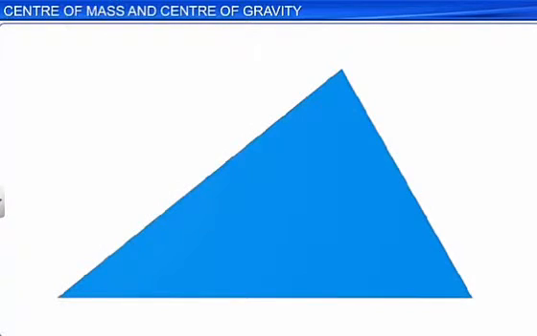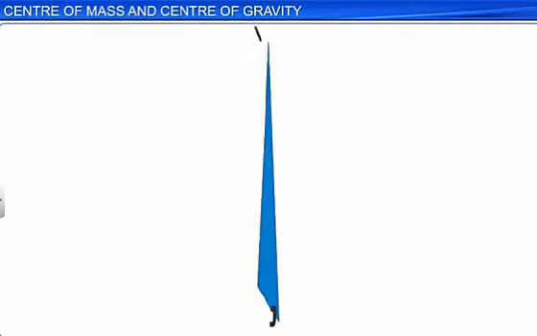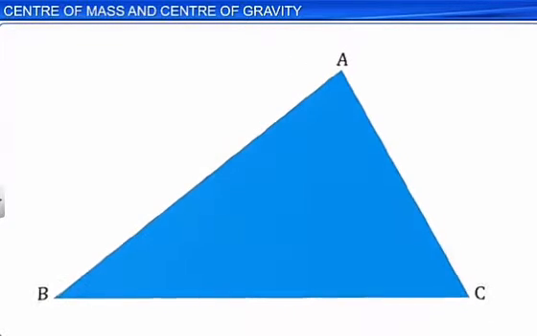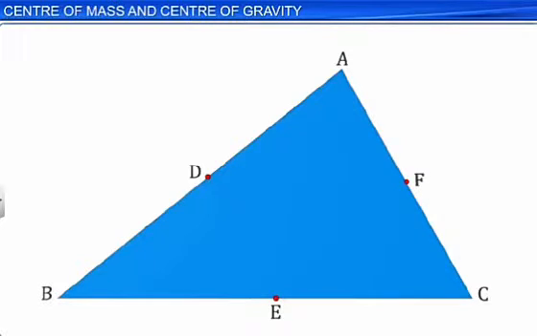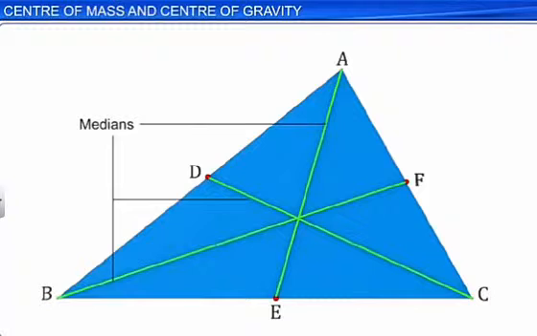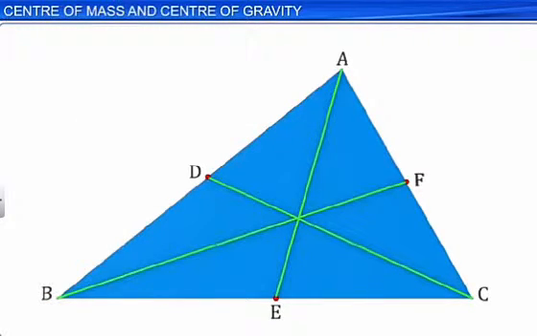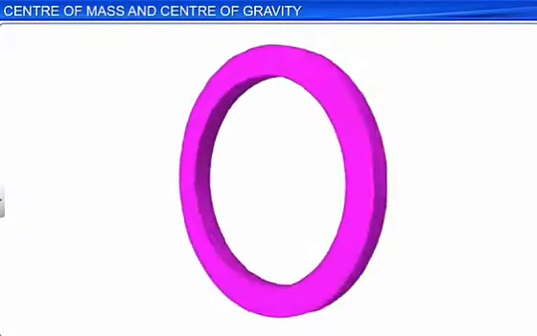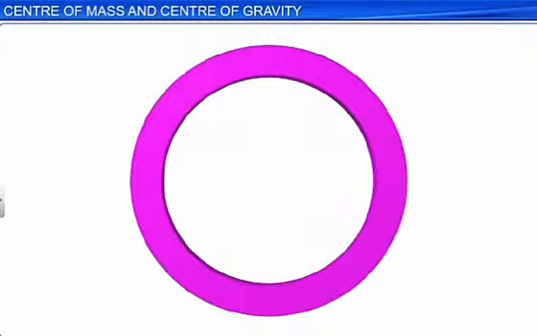Let us now find the center of mass of a triangular lamina ABC. Note that a lamina is a two-dimensional closed plane surface with mass. Identify the midpoints of each side and mark them as D, E, and F. Draw lines joining the three vertices to the midpoints of the opposite sides. These lines are known as medians. The point of intersection of the medians is called the centroid of the triangle, and it coincides with the center of gravity, G.